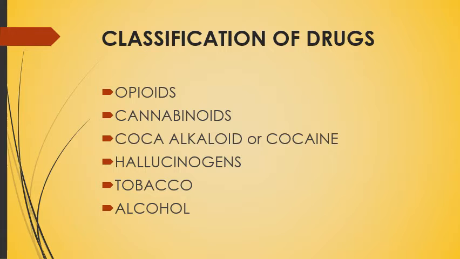Classification of drugs. The first drug is opioids. Number two is cannabinoids. Then coca alkaloids or cocaine. Then hallucinogens, tobacco, alcohol. We will discuss each and every drug in detail.